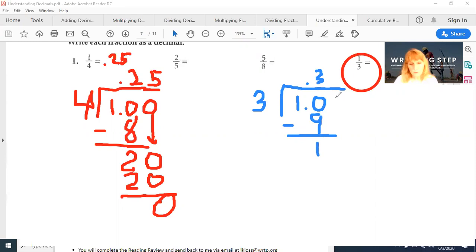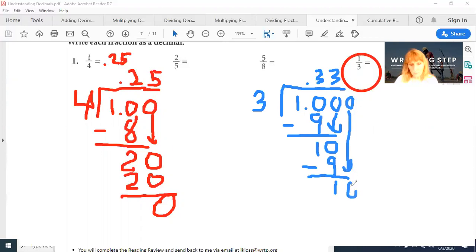I'm going to add another 0. I'm going to bring it down. Okay, I've got 10 again. How many 3s go into 10? Well, 3, right? 3 times 3 is 9. If I subtract, 10 minus 9 is going to give me 1. I can add another 0. And notice I'm going to get 10 again. So I'm going to put 3 into there again and again.